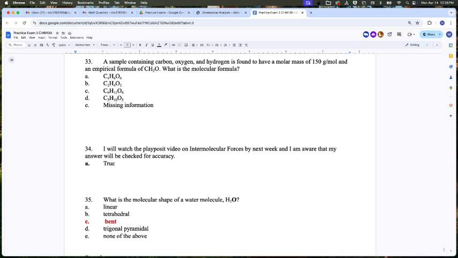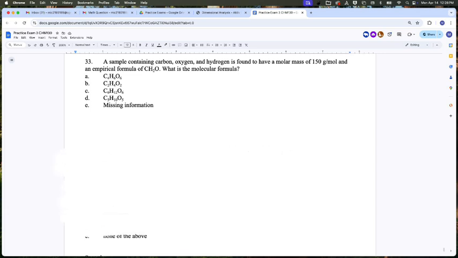So a sample containing carbon, hydrogen, all that fun stuff is found to have a molar mass of 150 grams per mole and an empirical formula of CH2O. What is the molecular formula? Okay. What is the empirical formula in reference to?